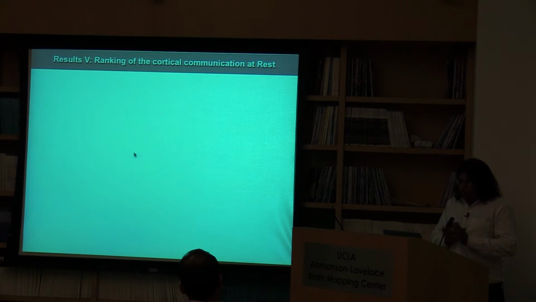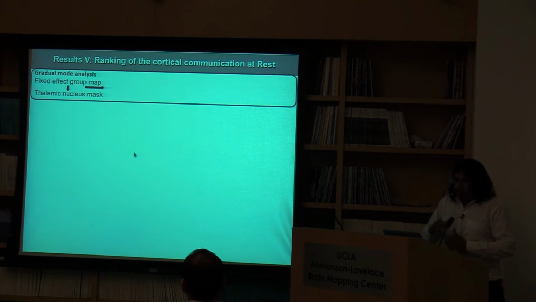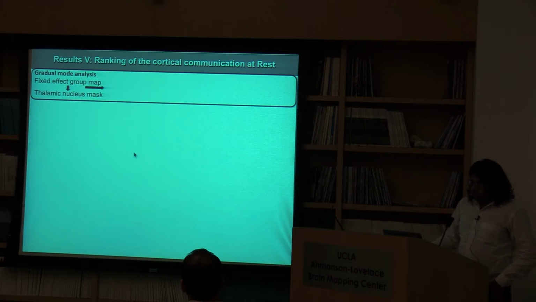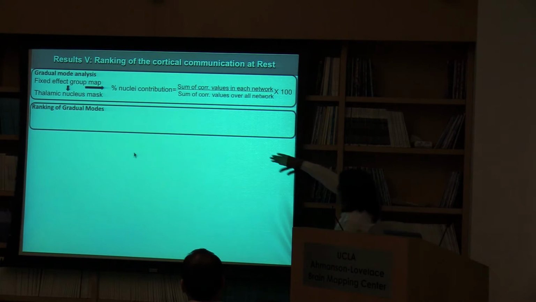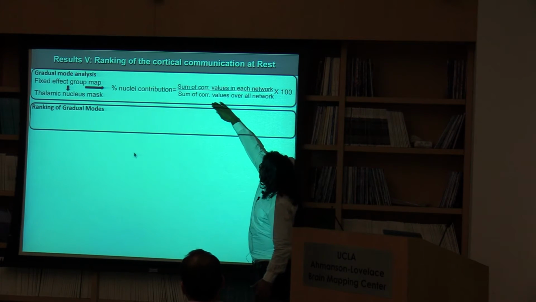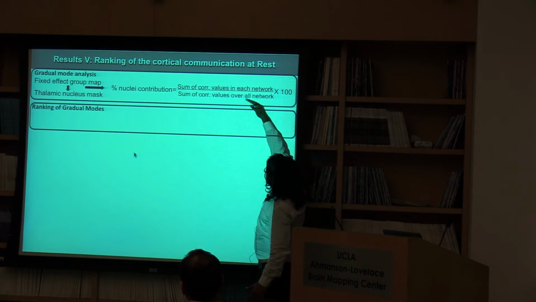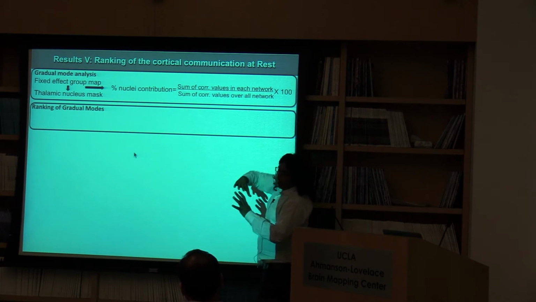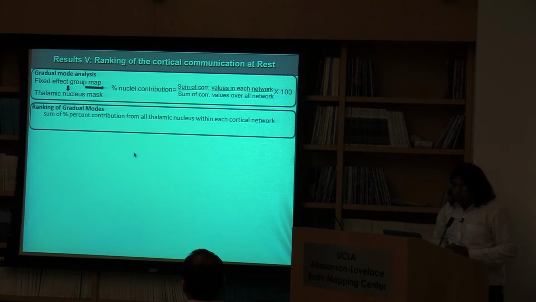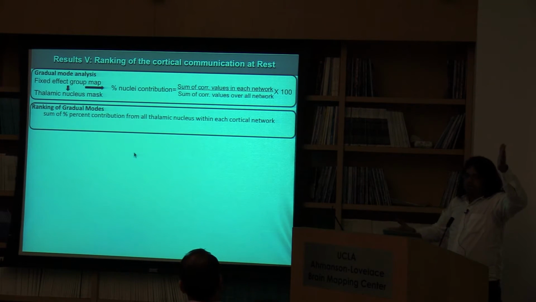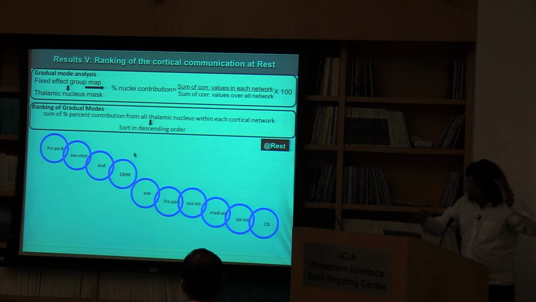And in the next step, we looked at ranking of cortical communication in the resting state. The ranking is done using gradient mode analysis. What exactly we did is we looked at percent nuclei contribution, which was computed by summing the correlation values in each network, dividing by the sum of the correlation values over all other networks, and multiplying by 100. Then we ranked these gradient modes by summing the percent nuclei contribution of all the nuclei and putting them in ascending order. And the results are shown here.